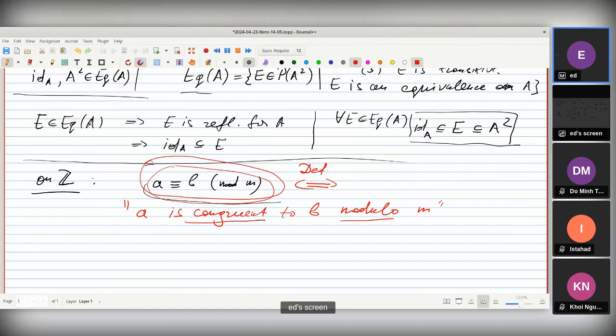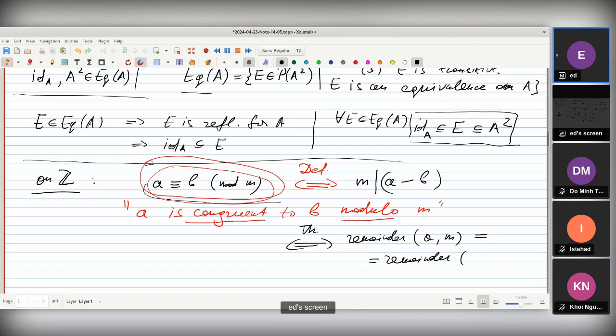Yes, this is one possible definition. But most likely, they take some other property as the definition. They take the following: the difference of A and B is divisible by M. And by an easy theorem, this is equivalent to the following: the remainder of A after dividing by M equals the remainder of B after division by M.